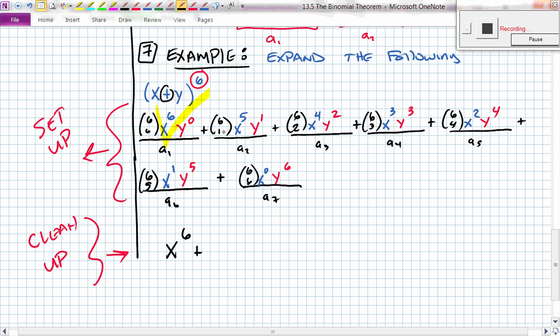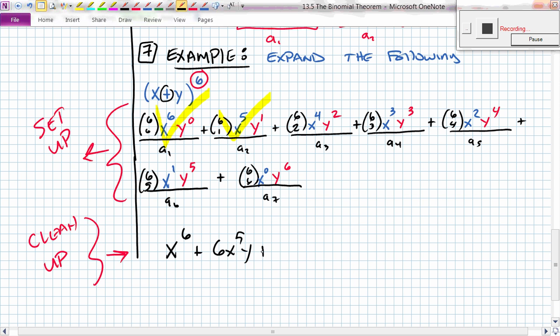What is 6 choose 1? 6, good. x to the 5th, y. I have cleaned up my second term. Ooh, that's not a highlighter. Yikes. Sorry, buddy. I have cleaned up my second term.